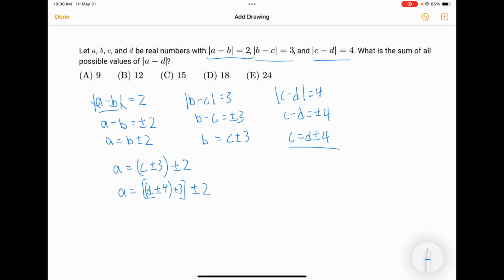And then this is absolutely perfect. We have an equation that only has a and d in it with the remaining just numbers, and so we can simplify this.